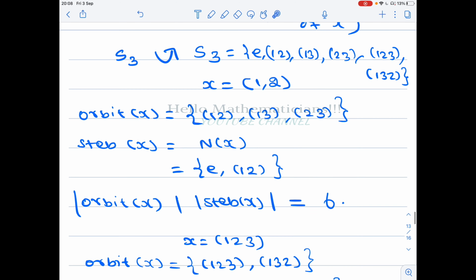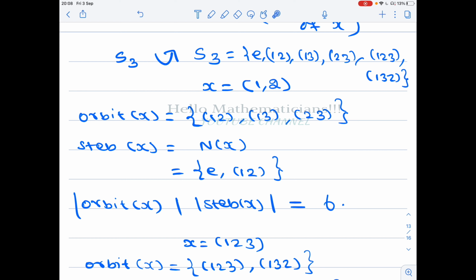In the symmetric group, two elements are conjugate if and only if they have the same cycle decomposition. Therefore, if x equals (1 2), then the orbit of x consists of all permutations which have this cycle type. What is the cycle type? This is a single 2-cycle. So whichever permutation is of the form of a single 2-cycle, they all belong to this conjugacy class. There are only three permutations which are 2-cycles, so all of them will belong to the orbit of the permutation (1 2).